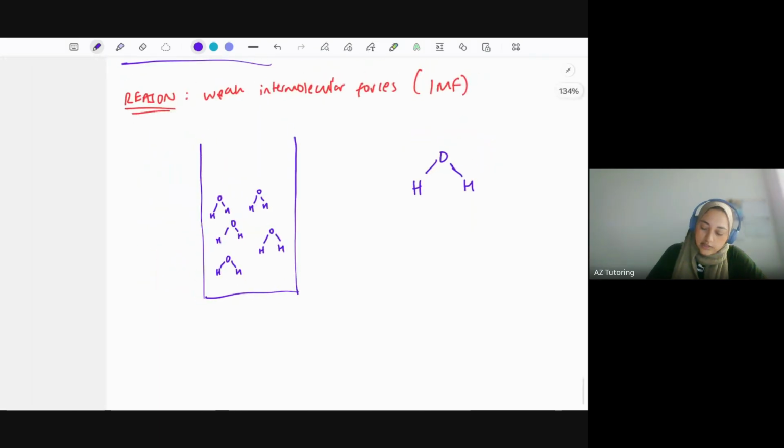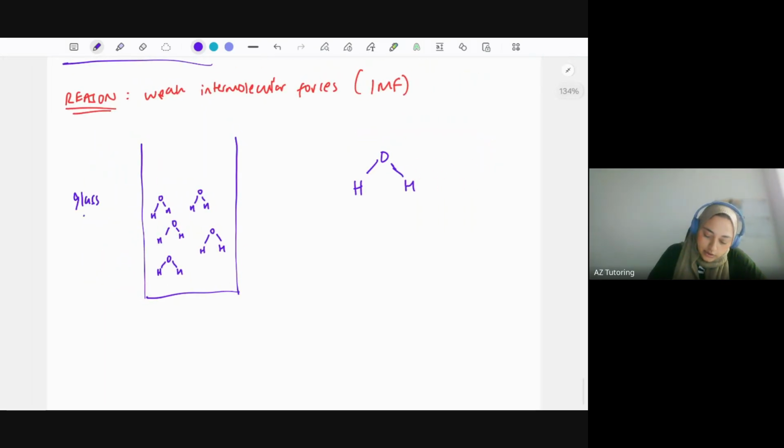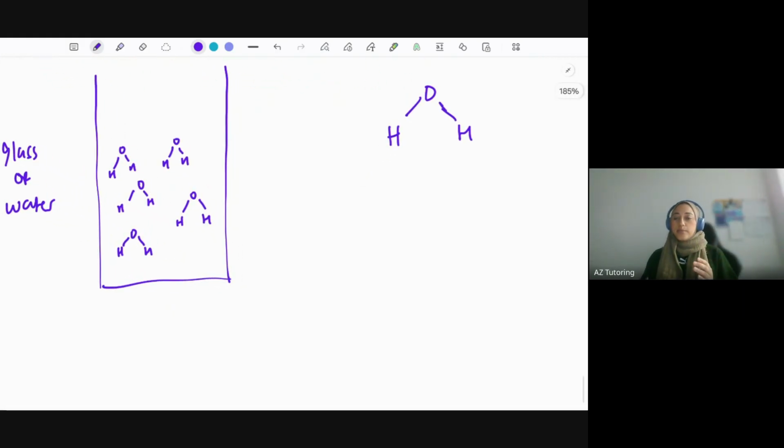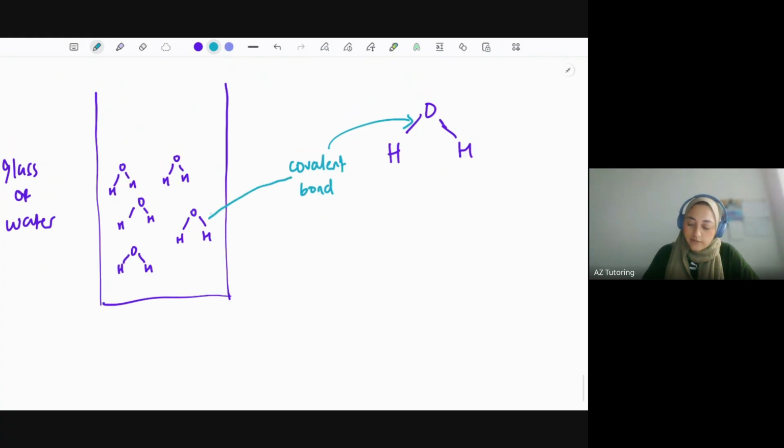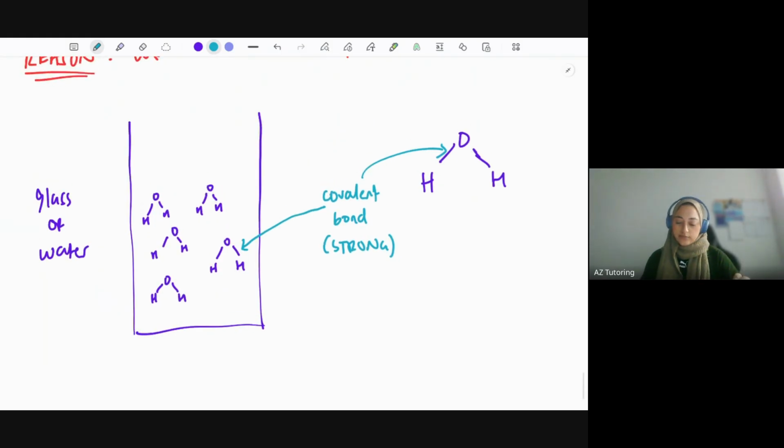And I'll just write on the side that it's a glass of water so you remember the analogy. Now, that glass of water, between the oxygens and hydrogens, that is a covalent bond. So this here is a covalent bond, and a covalent bond is very strong. So it's not the covalent bond that's strong, it's the intermolecular forces. But where are the intermolecular forces? The intermolecular forces are what's joining each of these molecules together.